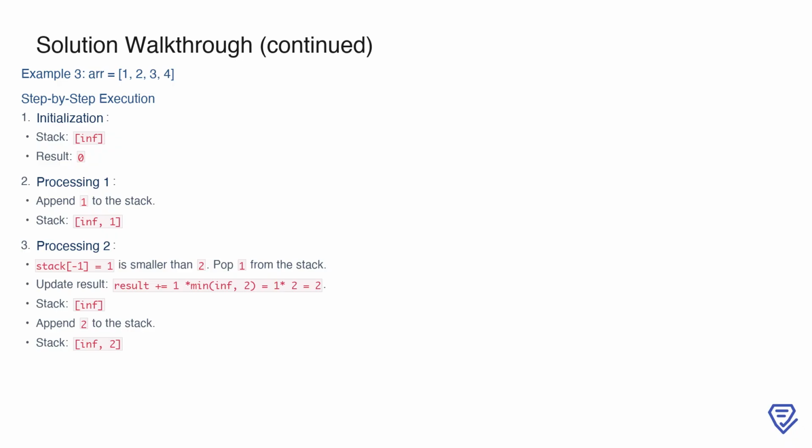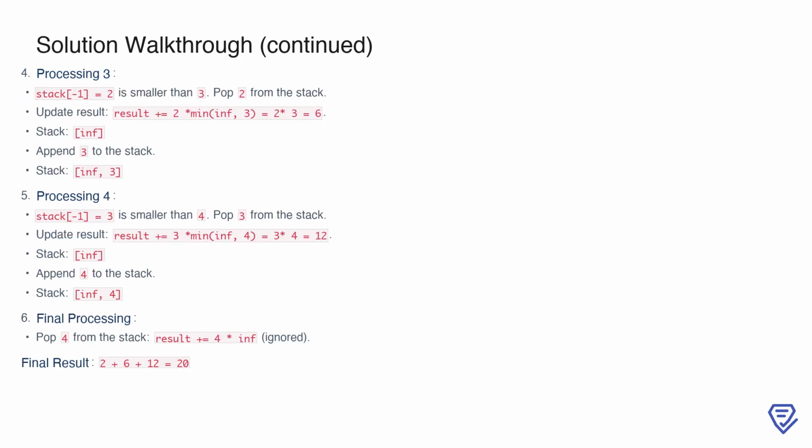We then append 2 to the stack, making it INF 2. Now, we process the value 3. Since 2 is smaller than 3, we pop 2 and calculate 2 * min(INF, 3), which equals 6. Adding this to the result gives an updated total of 8, and the stack becomes INF. We then append 3 to the stack, resulting in INF 3.